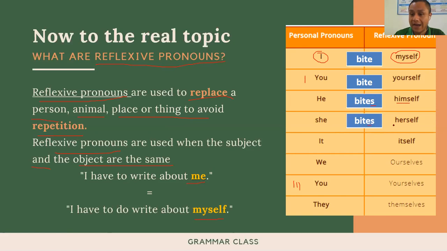She bites herself. It bites itself. We bite ourselves. You, plural, bite yourselves, and they bite themselves. I need you to notice that the personal pronouns are the same subject or person who receives the action of the verb. Es lo más importante que tienen que entender, okay?